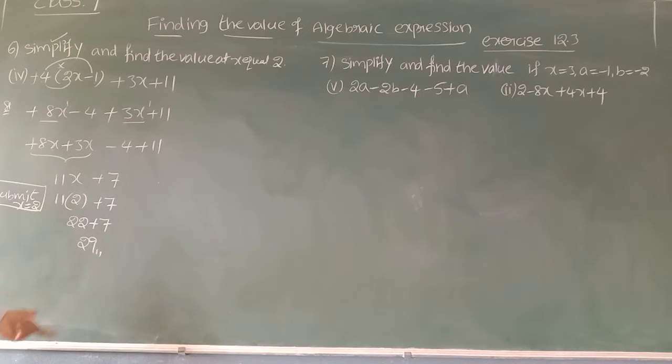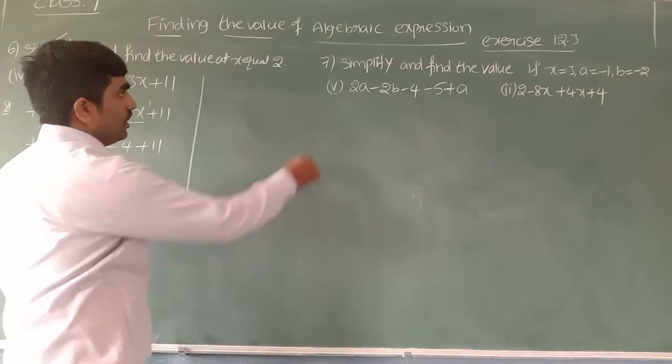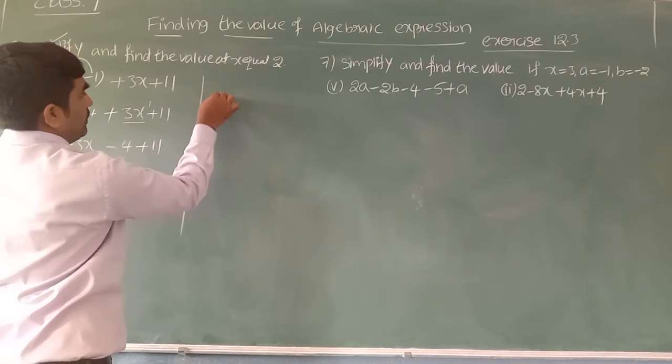Hope it is clear. Simplify in the sense, if any bracket is there, open the bracket by multiplying with the coefficient before it. And if any like terms are there, write them together and simplify. Once it is simplified, then you can substitute the value, and you will get the result. We'll see one more.